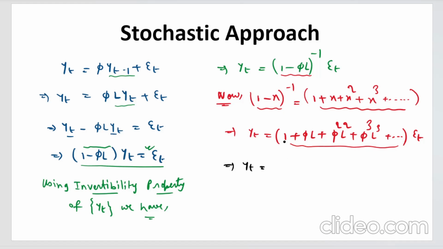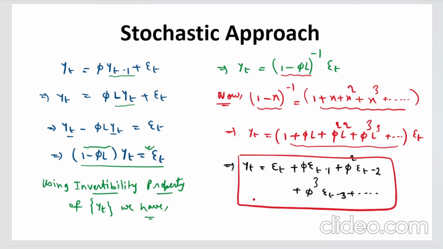Next, do the multiplication. Firstly you have epsilon t, then phi as it is, then L of epsilon t. You are just multiplying the terms individually. So epsilon t is as it is, plus phi L epsilon t which is phi epsilon t minus 1, plus phi squared L squared epsilon t which is phi squared epsilon t minus 2, plus phi cube L cube epsilon t which is phi cube epsilon t minus 3, and so on and so forth. And if you look at this expression, this is our desired expression.